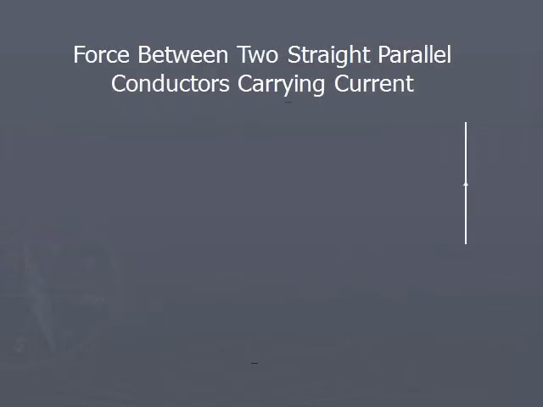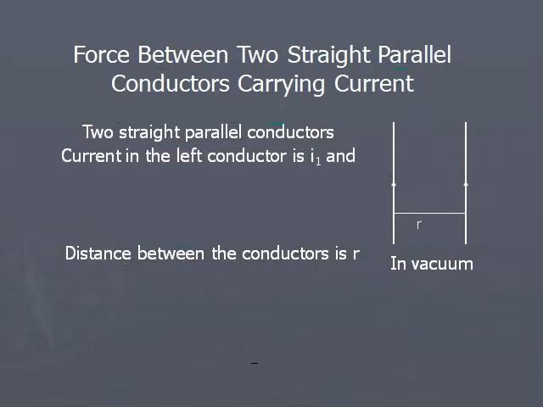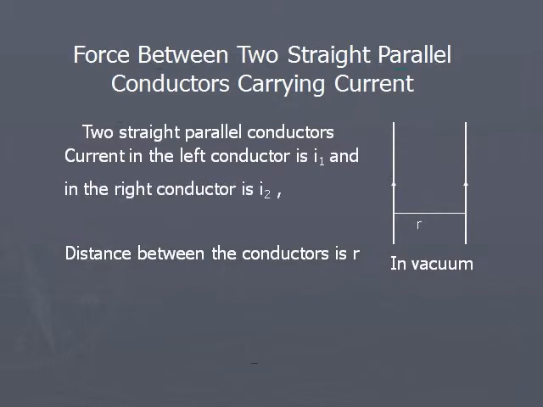Force between two straight parallel conductors carrying current. Let us suppose two conductors carrying currents I1 and I2 are placed at a distance R in vacuum, parallel to one another. So they are drawn in the plane of the screen. The currents are carried in the upward direction by both the conductors. The left conductor carries current I1 and the right conductor carries current I2.